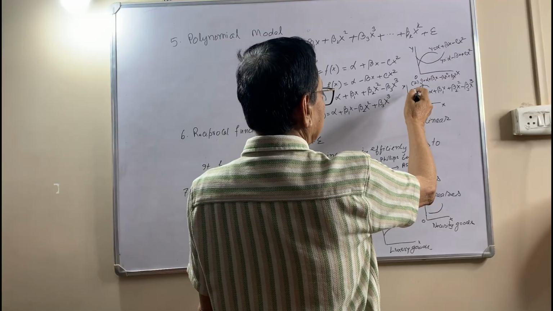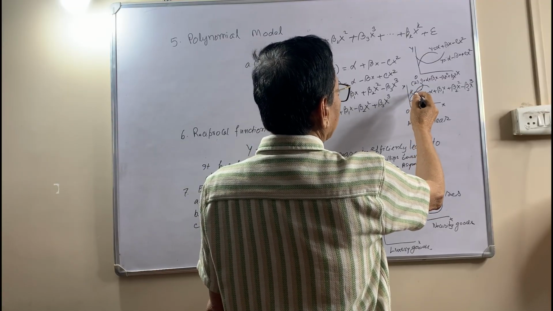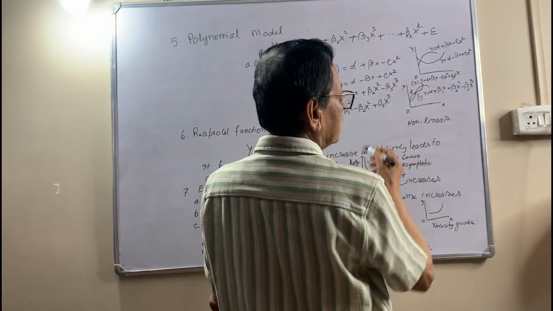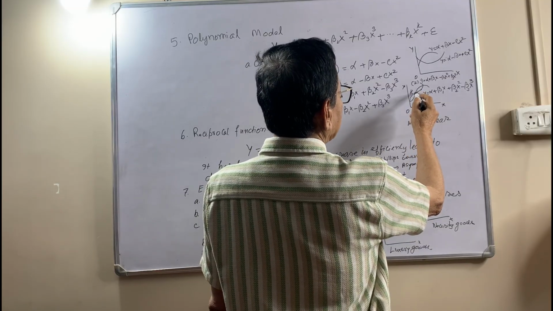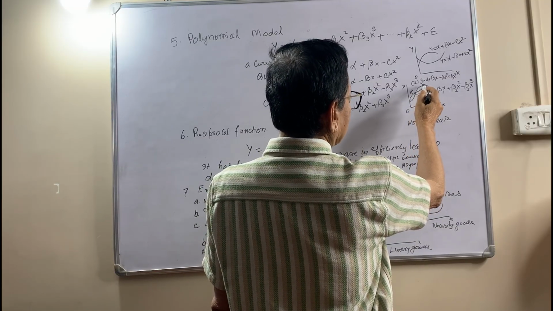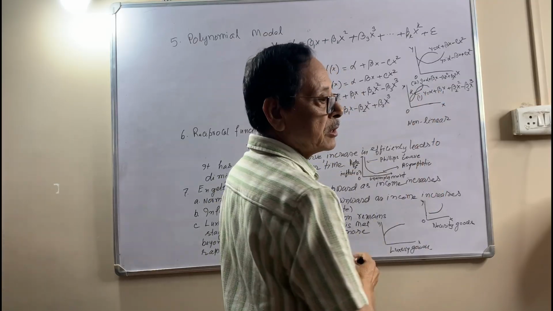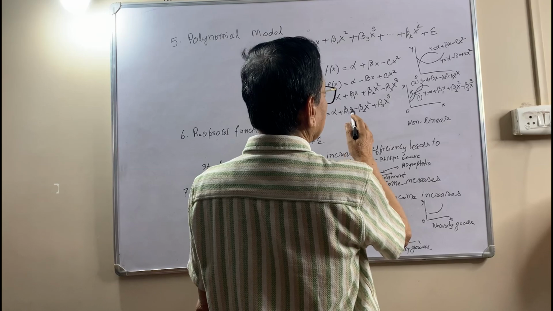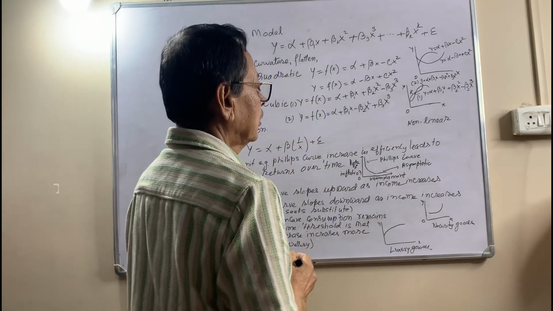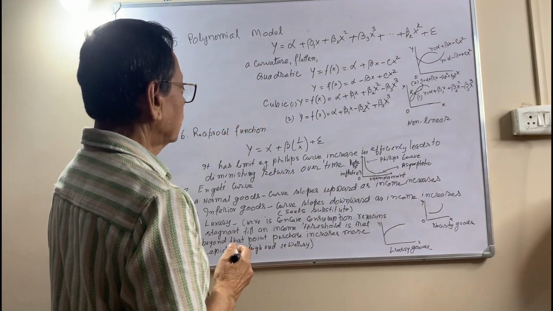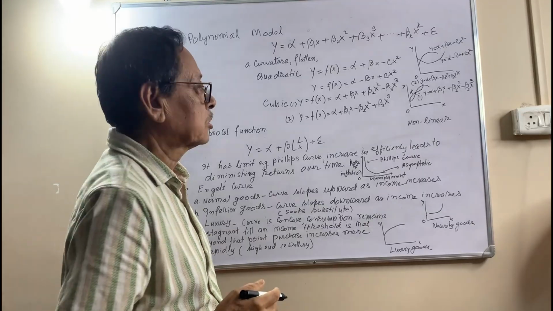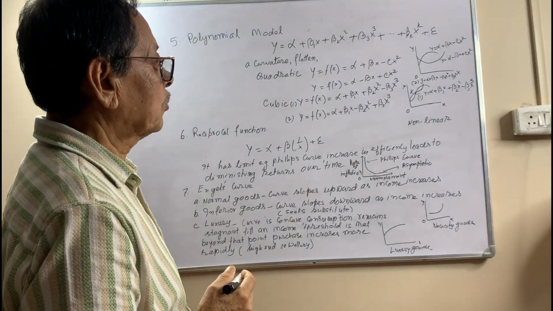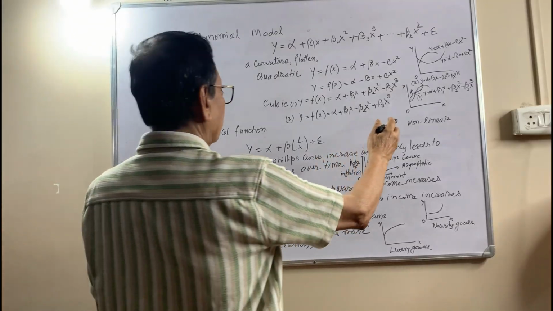And point K is the point of inflection, where it has increased at an increasing rate. After this point, it has started declining. That means increasing at a decreasing rate. So this kind of cubic function is quite common in production. So this is non-linear.